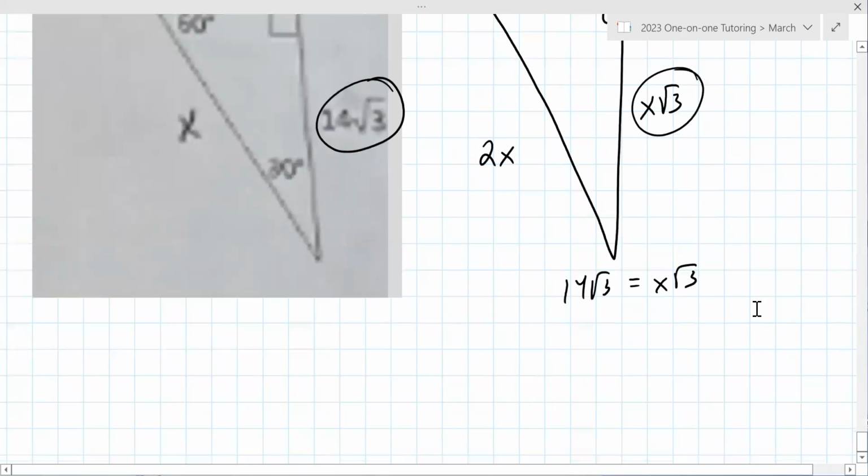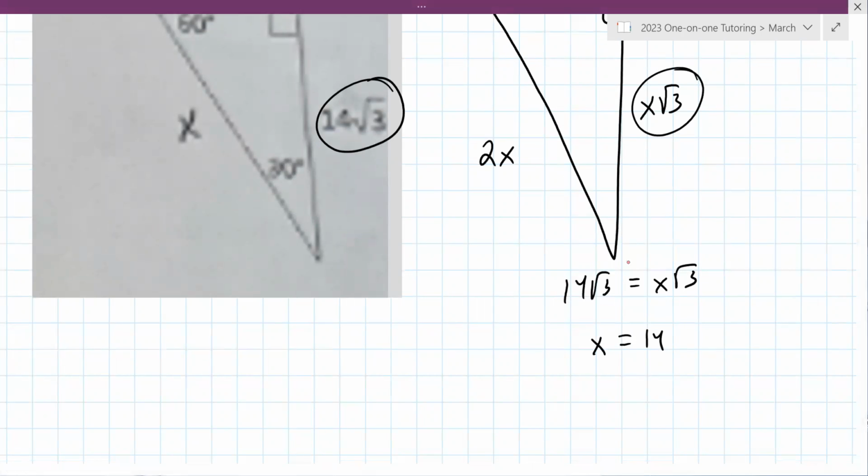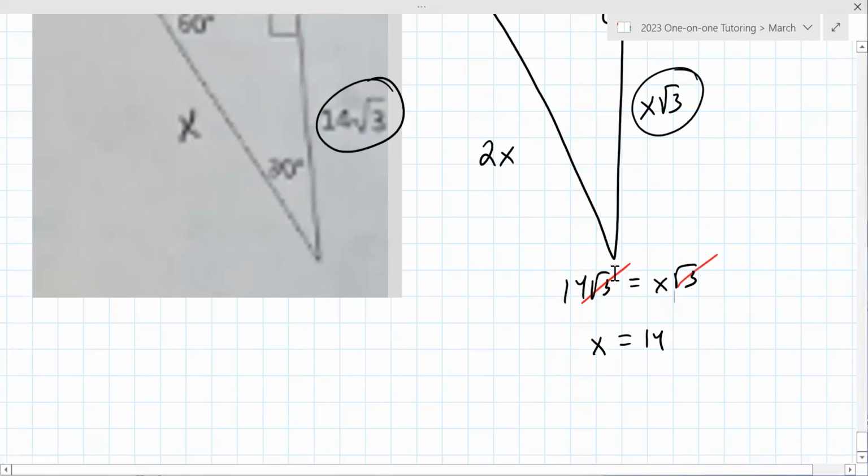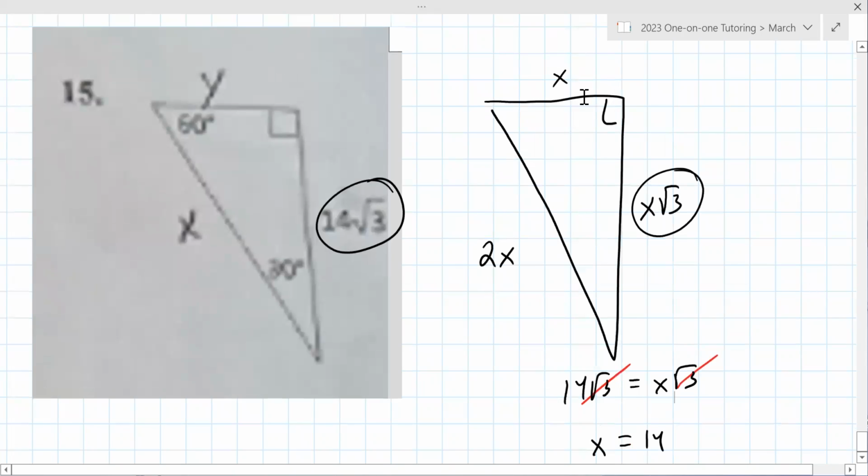This time the root 3's cancel and x is 14. Now, again, keep in mind that x means the reference x. It's referring to the short leg. The short leg is y, not x. So this value of 14 is the short leg y, not the hypotenuse. And then the hypotenuse would be 28, right? Yes.